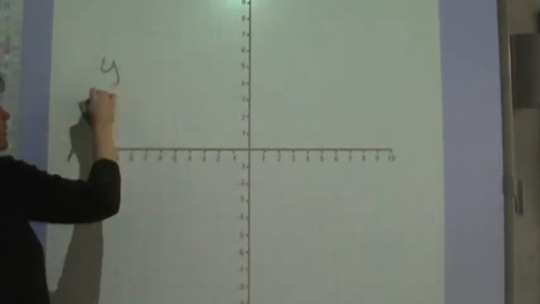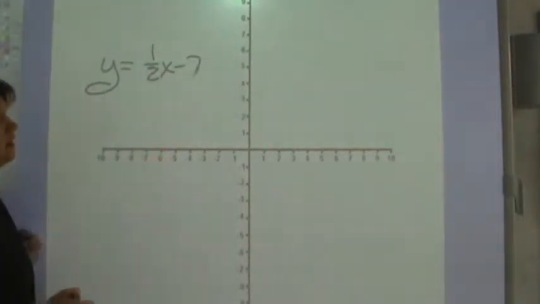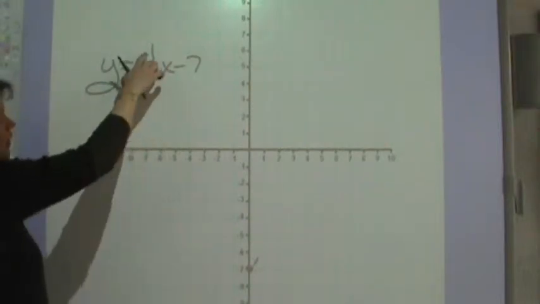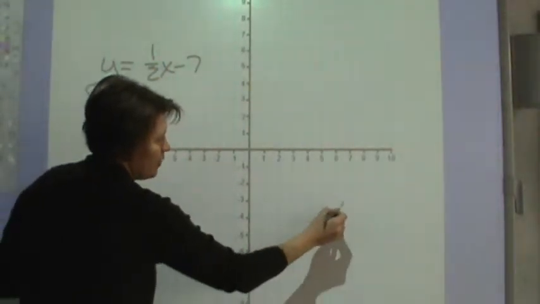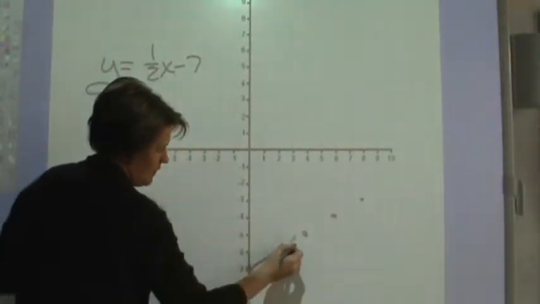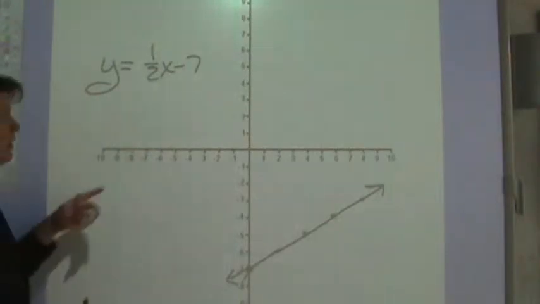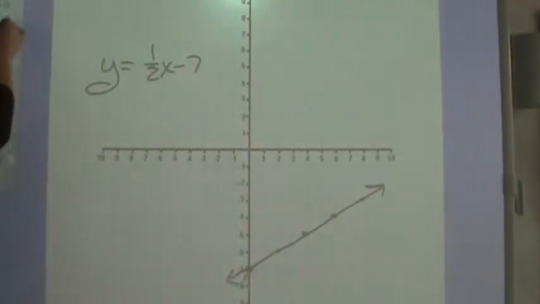All right, so let's try one on your graph paper. Let's do y equals a half x minus 7. Y-intercept is negative 7, so I go all the way down here to negative 7, and then I'm going to go up 1 over 2. Give me at least 3 points when you're graphing, please. There's only one answer. You've got to have the y-intercept correct, and you've got to have your slope correct.